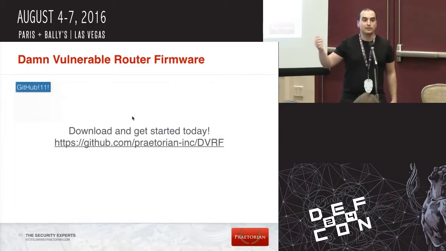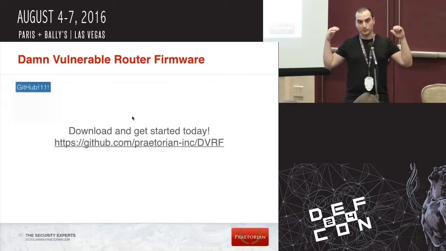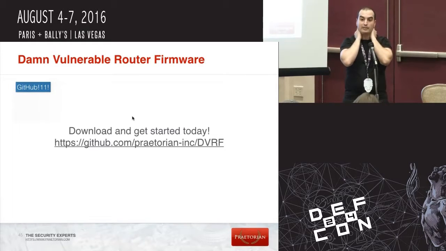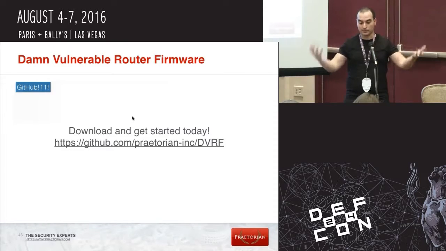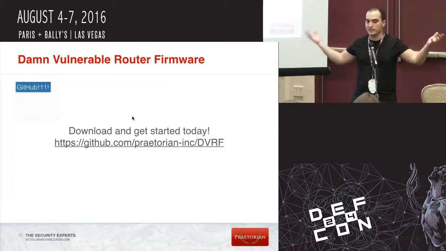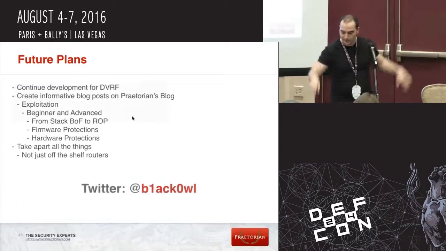So this is where you can download the Damn Vulnerable Router Firmware on GitHub. That's the link. It's on Praetorian's GitHub. I am updating it. If you want to update it as well, the more people, the better. This is for the community. I just wanted to see if I can teach what I've learned. That's all I want to do with all this stuff. If I can learn it, you can learn as well. I'm not some amazing guy. I'm just some little kid from Texas.